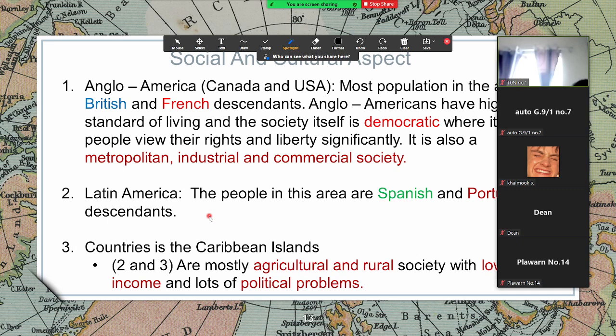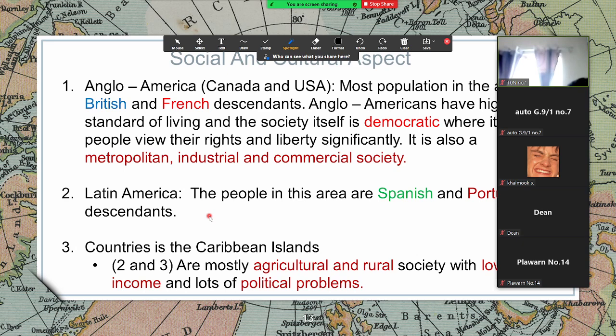And we have number 3, the countries in the Caribbean islands. You also have them in your book: Bahamas, Barbados, Cuba, Grenada, Haiti, Jamaica, Antigua and Barbuda, Dominica, Saint Kitts and Nevis, Saint Lucia, Saint Vincent and the Grenadines.